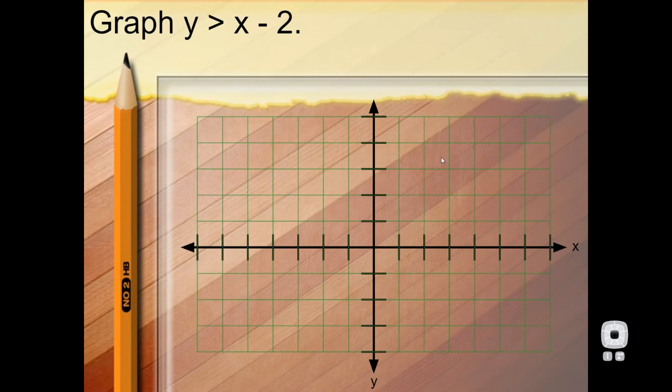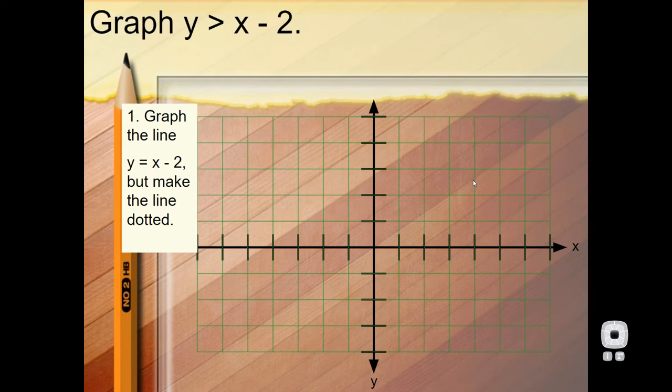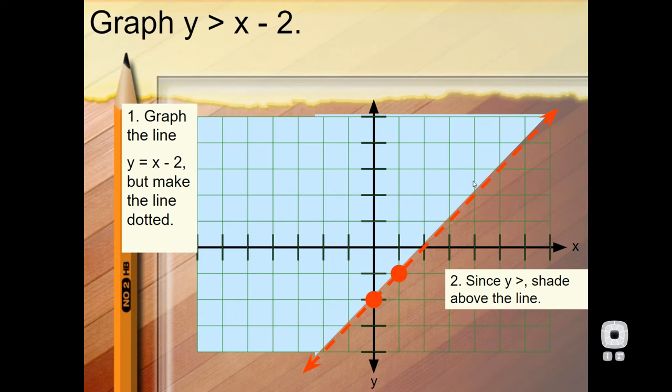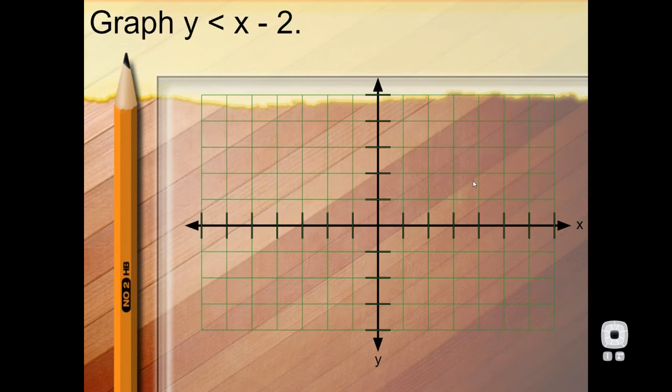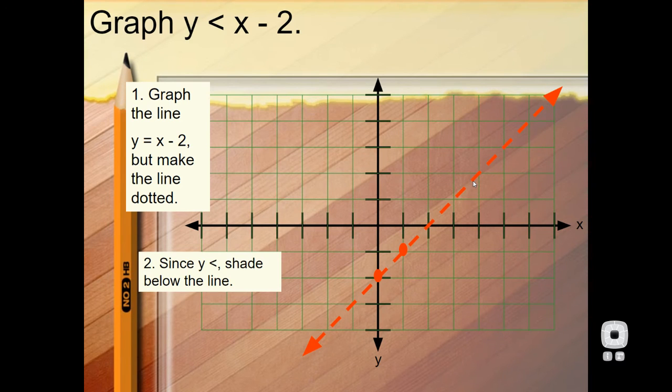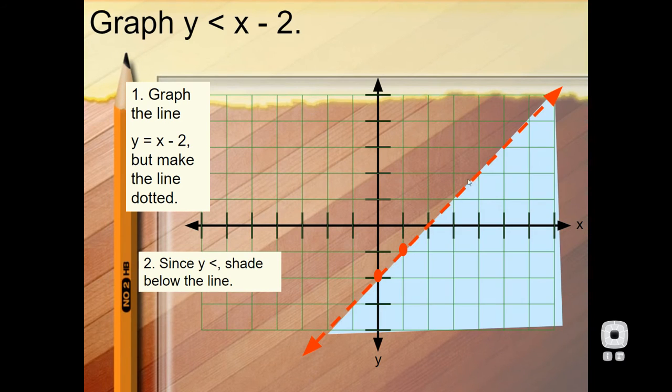All right, so here we go. Let's graph this one real quick. Again, I'm going to graph the line, but this time the line is dotted. Same 2 points with a dotted line, and it's greater than, so I shade above the line. Pretty simple stuff, really, when you start to graph these. Same thing is true here. Now it's less than, same 2 points, same dotted line, and I'm going to shade below the line, just like that.